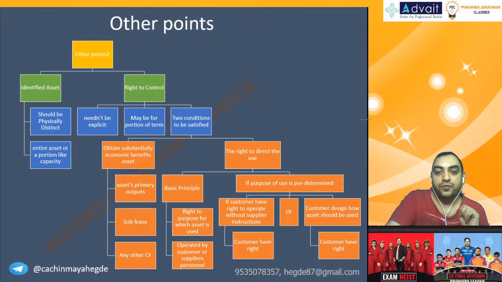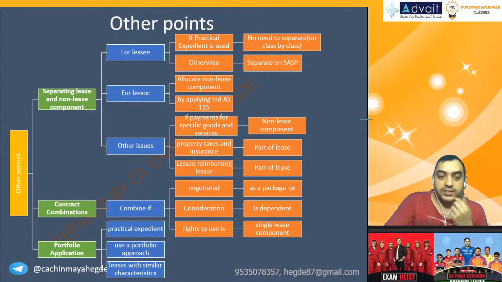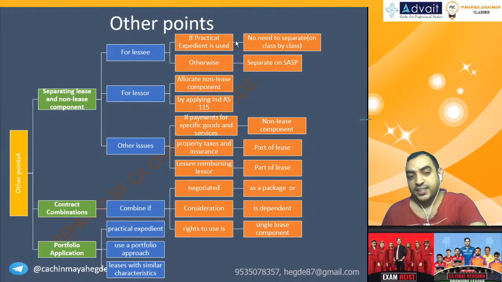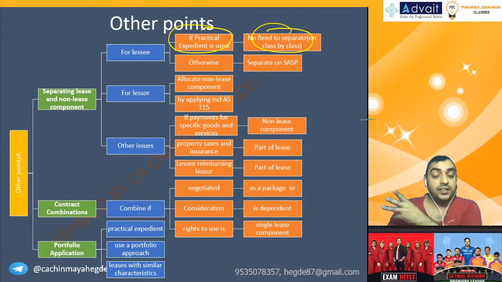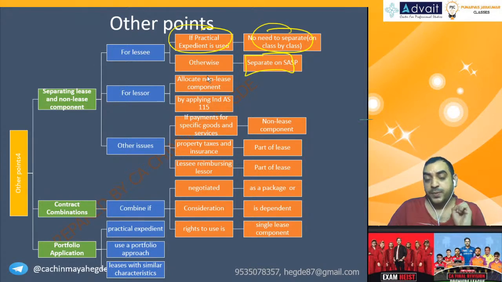This point. Let's go further. Right of control, overall I explained. Right to direct the use, identified asset. Separate lease and non-lease components. This point I have to explain. If the practical expedient is used, no need to separate. Practical expedient means that for a short-term lease or low-value items, you need not do it. Otherwise, you need to do it on a standalone selling price basis, SASP.